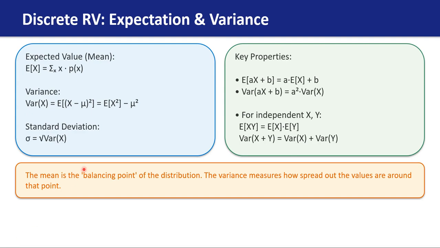Well, now we want to talk about expectation and variance. Two numbers summarize a random variable better than anything else: its average and its spread. The expected value or mean is the probability weighted average. For a discrete random variable, E of X equals the sum over all x of x times p of x.